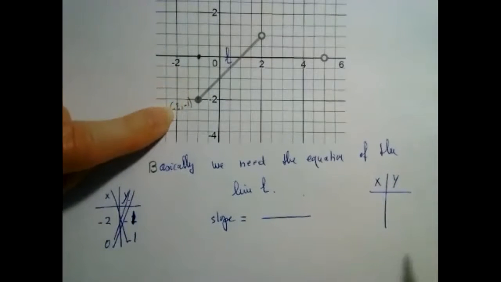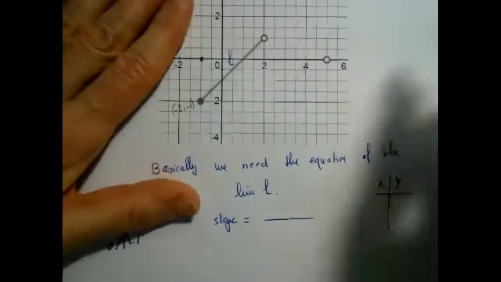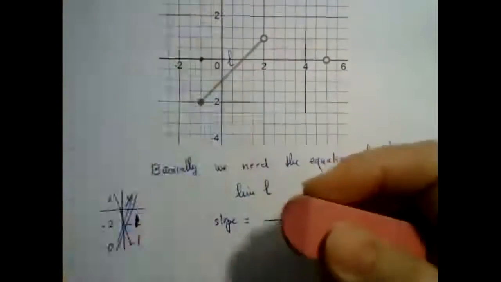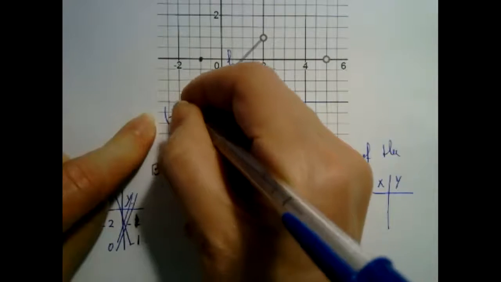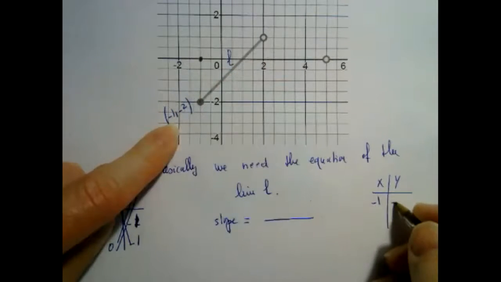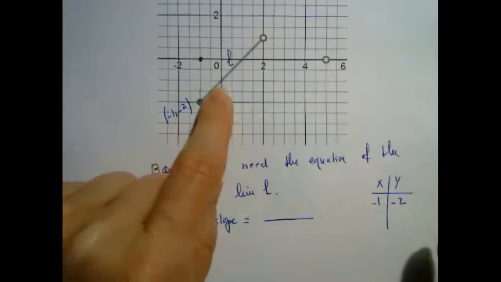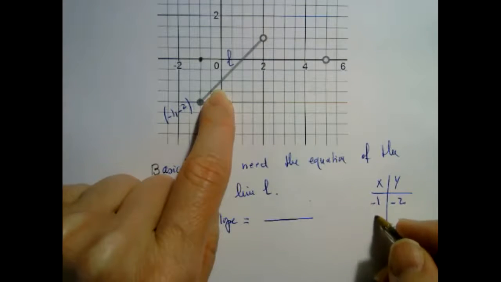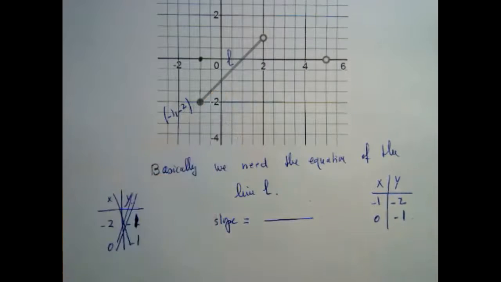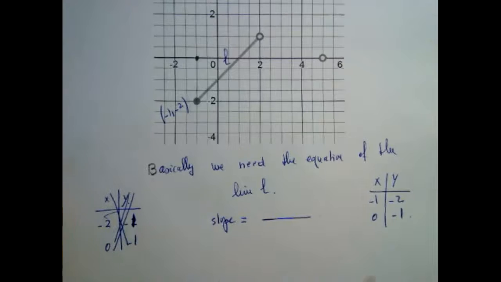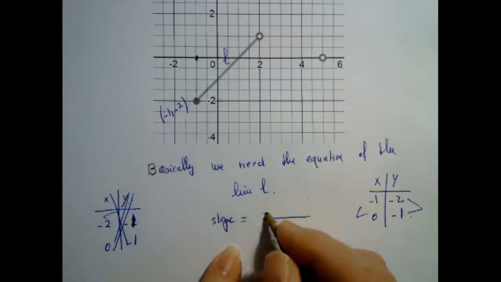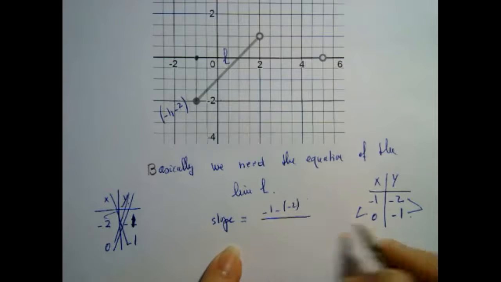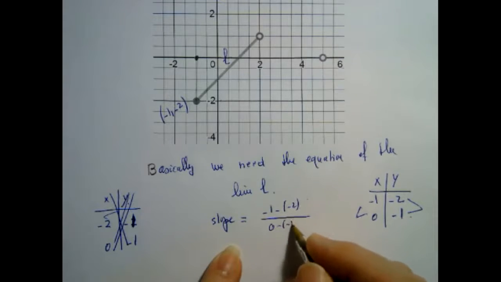The first point is -1, -2, of course. And the second point is 0 and -1. All right, so these are my points. Now we're going to find the slope. The slope is the change in y over the change in x. So -1 minus -2 over 0 minus -1.